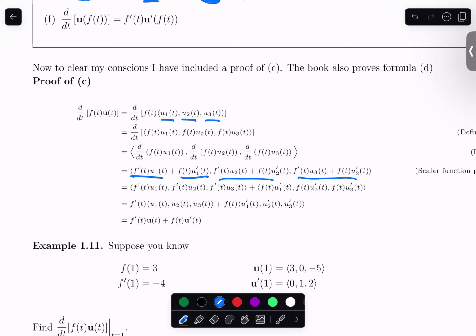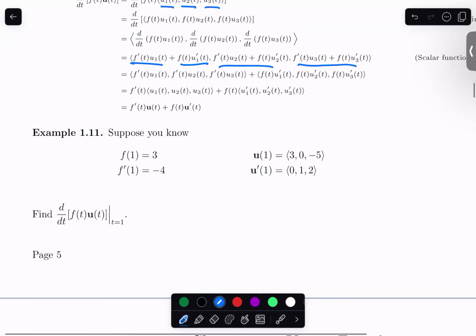So that's a sample of what the proof would look like for one of these. But let's see maybe how we could utilize this. What would be a likely question that we could see on homework, quizzes and exams that relies on this? So here I have a scalar function, and then I have a vector valued function.